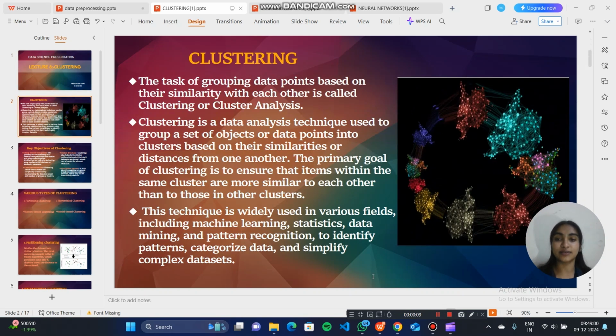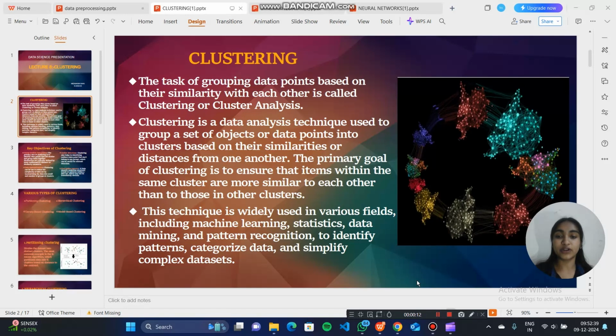What do we understand by clustering? The task of grouping data points based on their similarity with each other is called clustering or cluster analysis. Clustering is a data analysis technique used to group a set of objects or data points into clusters based on their similarities or distances from one another.